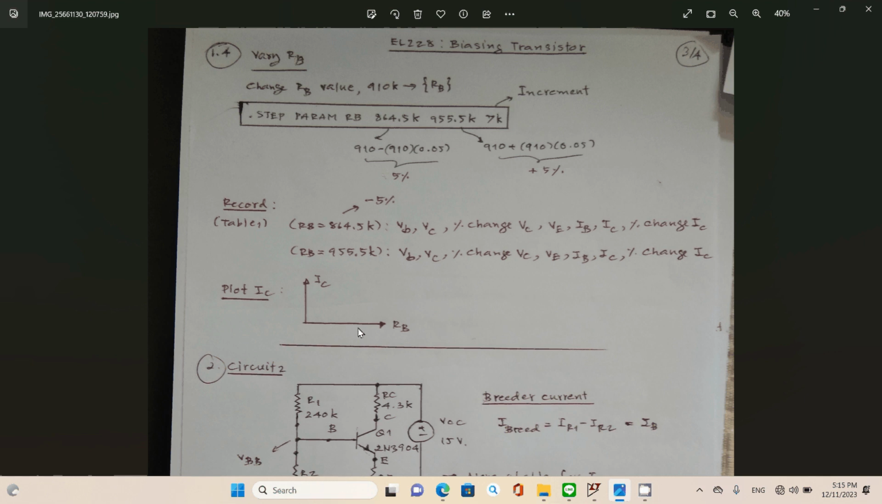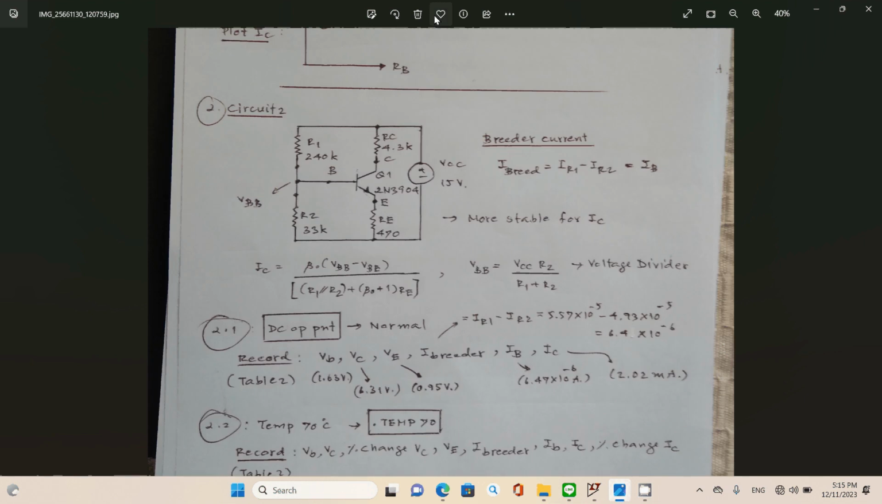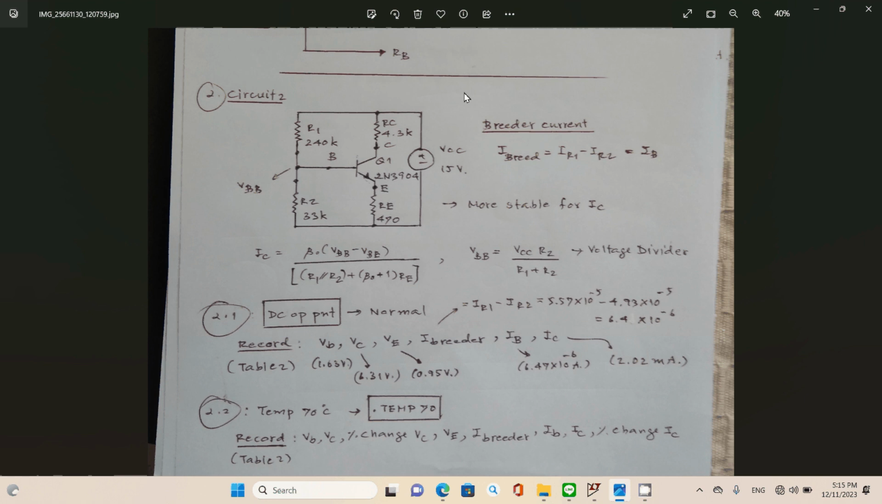Now for the more stable circuit, you have our newer circuit. That's part two, circuit number two. You add R2.